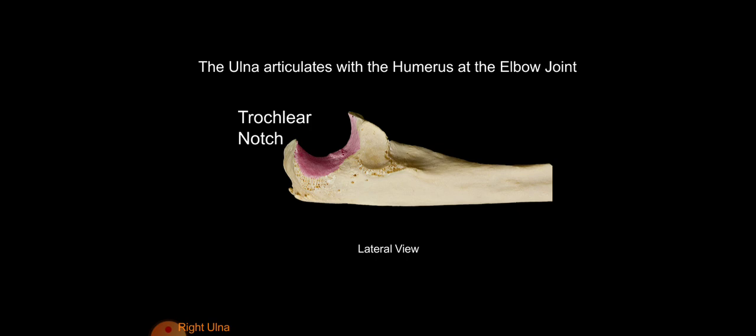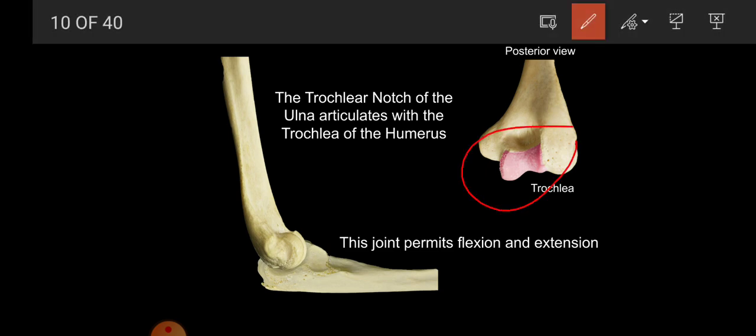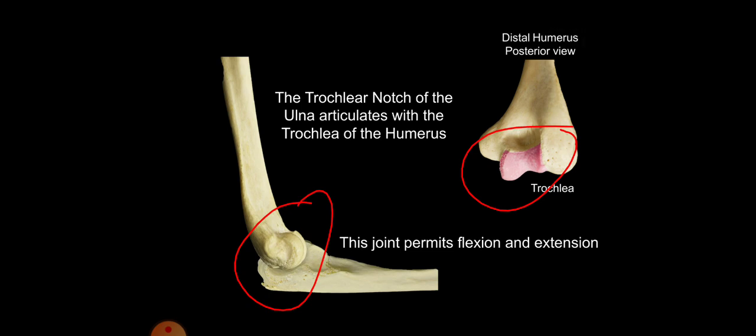Another notch at the proximal end which is highlighted in this image is the trochlear notch. This trochlear notch articulates with the trochlea of humerus and forms the elbow joint. So this is the trochlea which is highlighted in the humerus lower end, and it articulates with the trochlear notch of the ulna, and this joint permits flexion and extension movements, which are the movements of elbow joint.